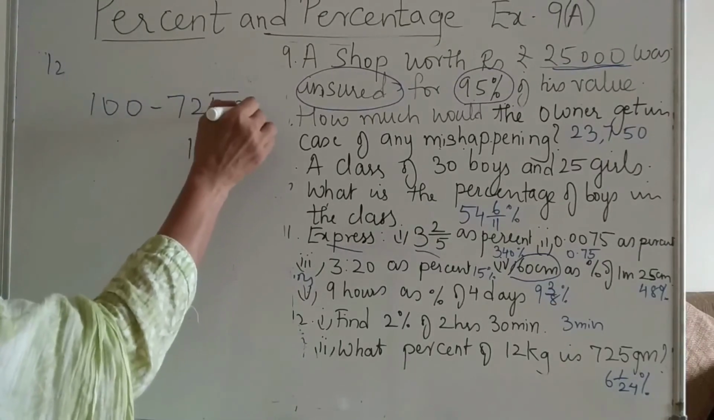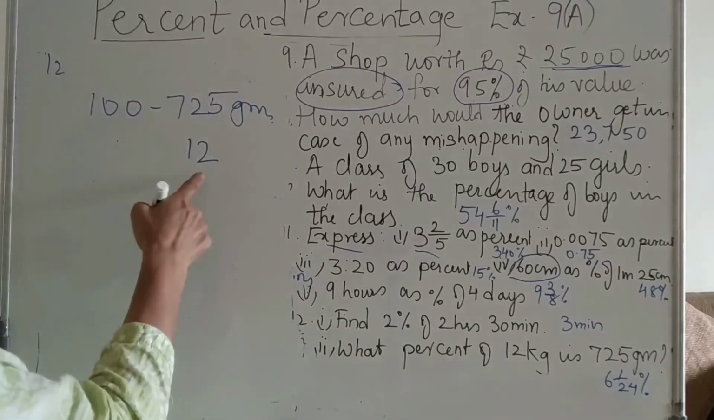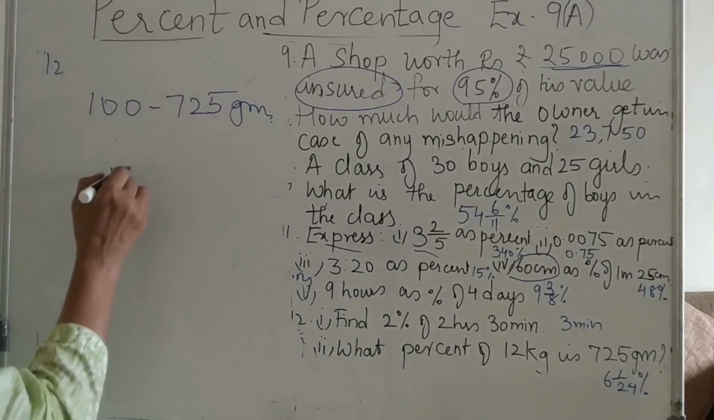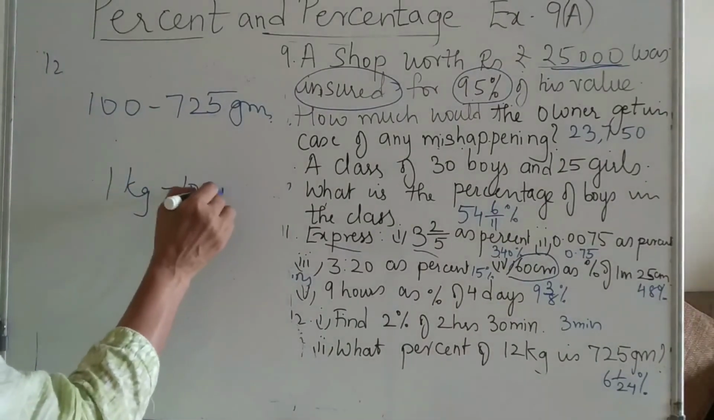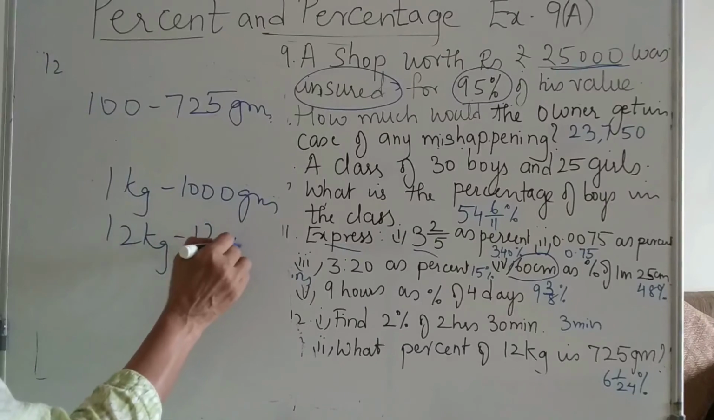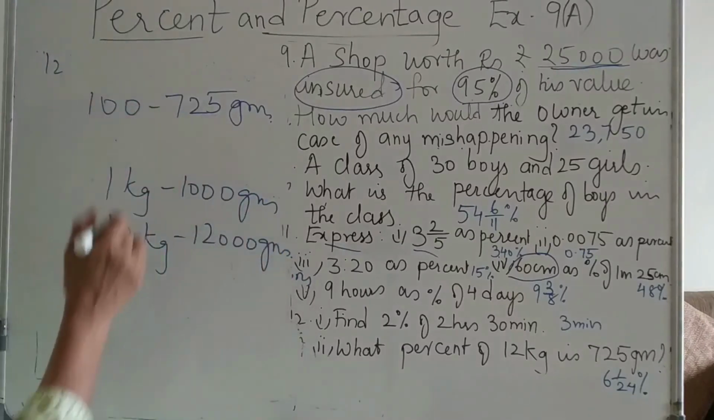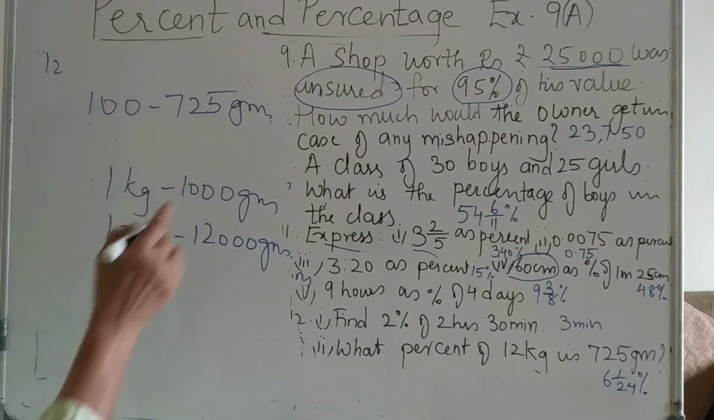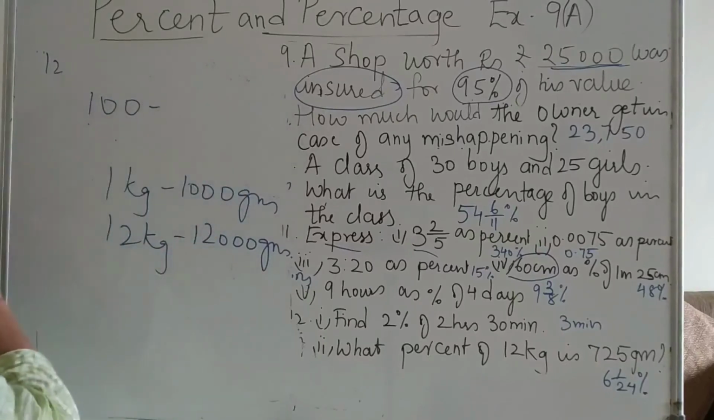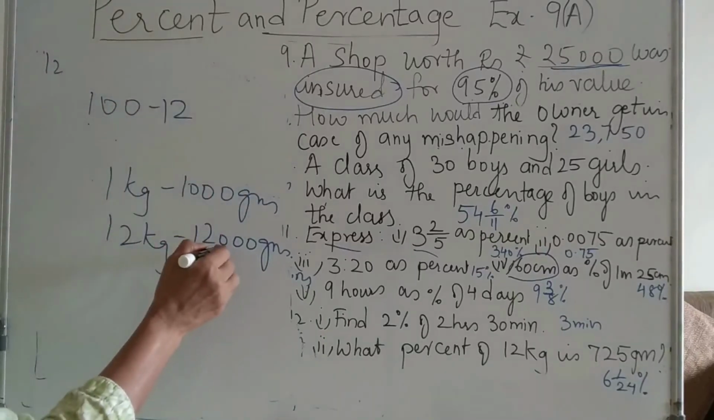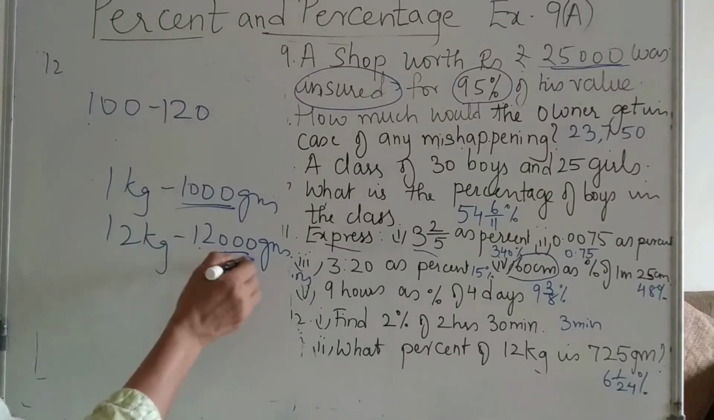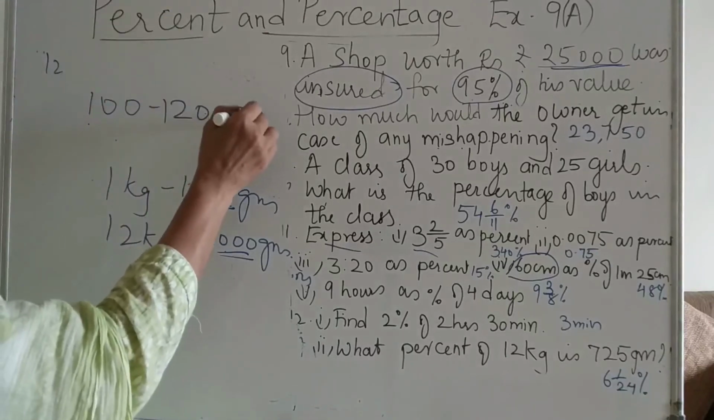Now this is in grams. Now this 12 is in kg. This has to be converted into grams. 1 kg is equal to 1000 grams. Therefore 12 kg is equal to 12,000 grams. So here this 100% is 12,000 grams. This many grams.